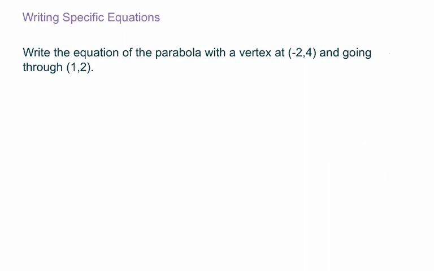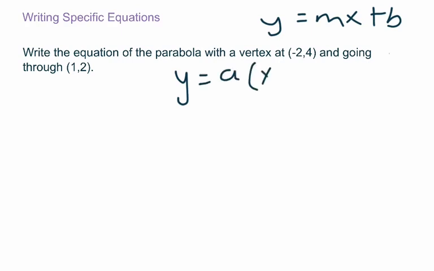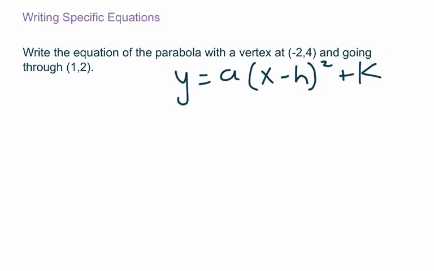Same strategy here, except instead of dealing with y equals mx plus b, which was our line, now we're going to deal with the equation for a quadratic, because it's a different family of functions. So a different family of functions means we have a different template to use. Remember that H and K are the vertex. So we've got some information here.